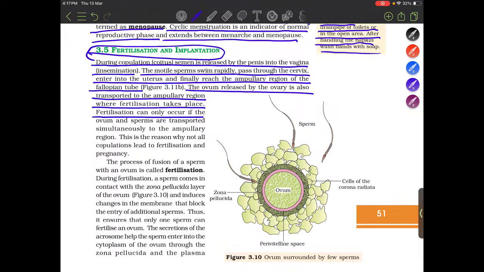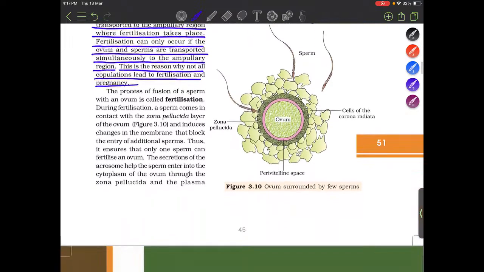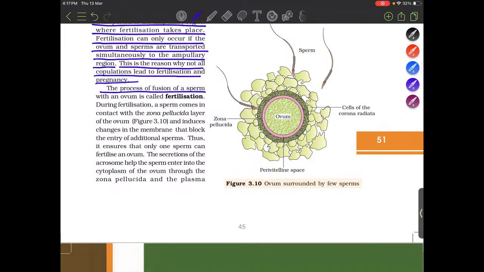Fertilization can only occur if the ovum and sperm are transported simultaneously to the ampullary region. This is the reason why not all copulation leads to fertilization and pregnancy. The process of fusion of a sperm with an ovum is called fertilization.